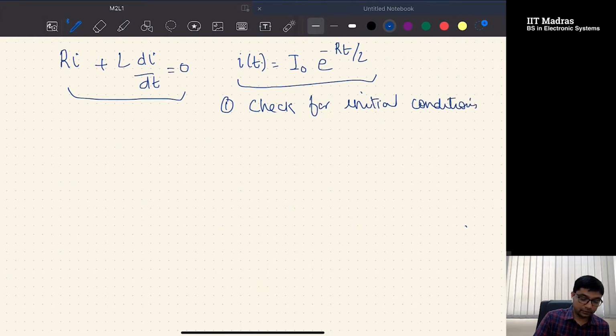Initial conditions means what happens when t equals 0. This will give me I of 0 is I naught e power minus R over L times 0. E power 0 is 1. So I have I of 0 equal to I naught. So the initial condition is now satisfied.